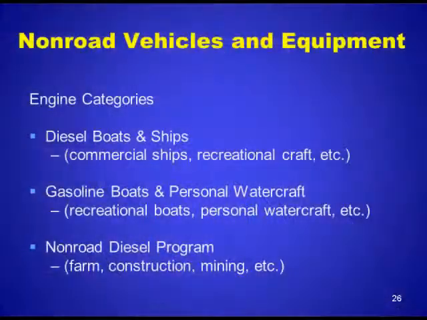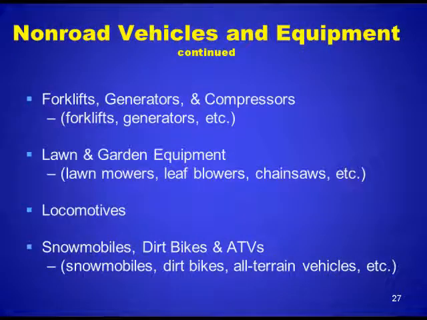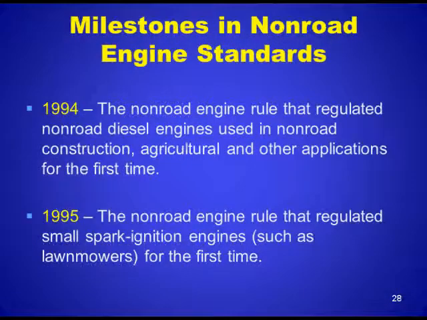Let's talk a little bit about non-road emission standards and fuels. Now by non-road, we're talking about engines that you don't find on the highway. Non-road vehicles and equipment. Here are the engine categories: diesel boats and ships, gasoline boats and personal watercraft. Non-road diesel program also covers farm, construction, and mining equipment. We have forklifts, generators, and compressors, lawn and garden equipment, locomotives, snowmobiles, dirt bikes, and ATVs. Yes, we're everywhere.